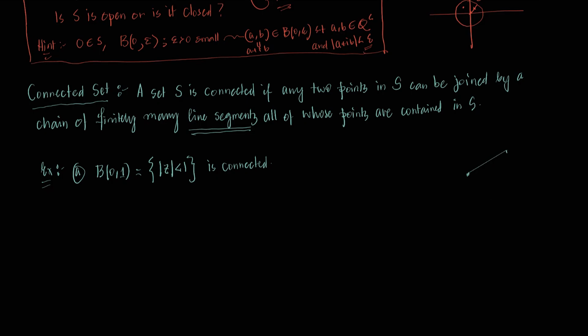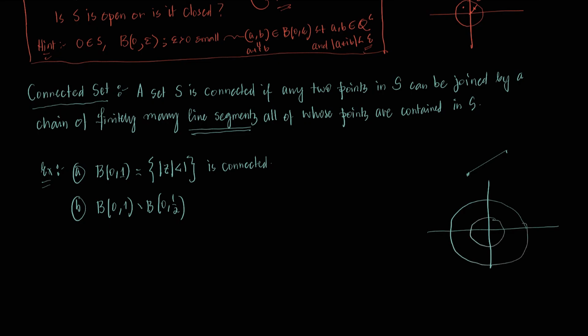So basically what I am saying is this. Let's take this example: B(0, 1) minus B(0, 1/2). So what is this? This is an annulus. This is the part which you are interested in. By definition, this is the set of all those z in C such that the modulus of z is greater than 1/2 and less than 1. I will put it this way.